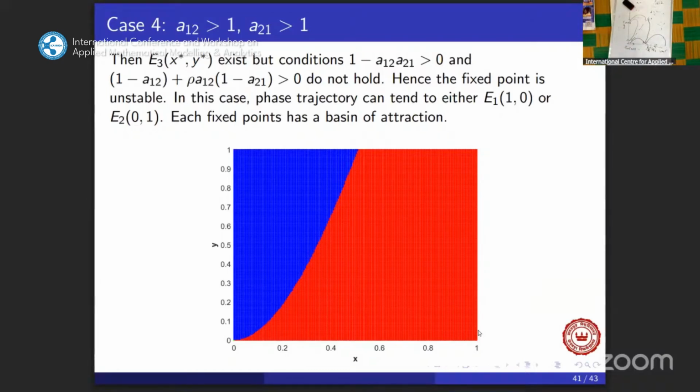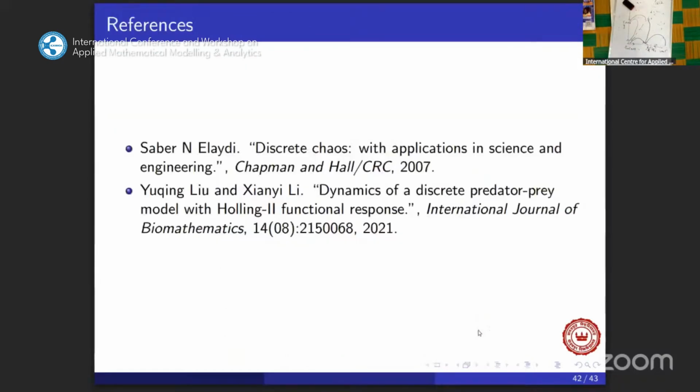Next, these are references. If anyone is interested, go to the book of Ecology. Very good book. You can find more applications there. Next.